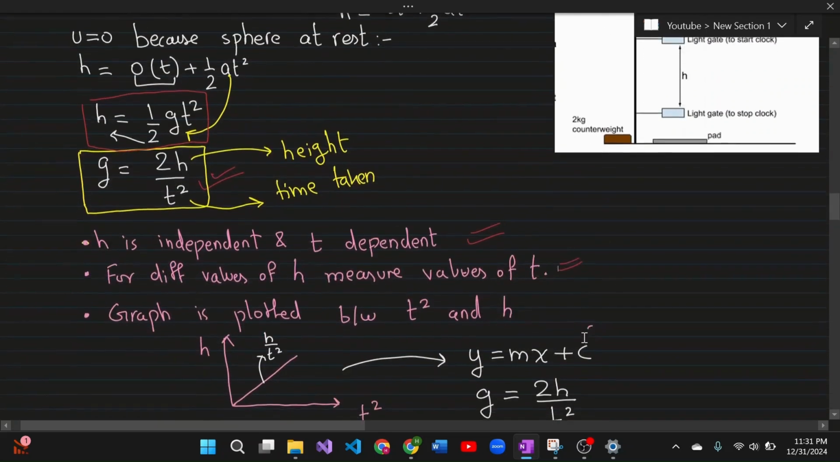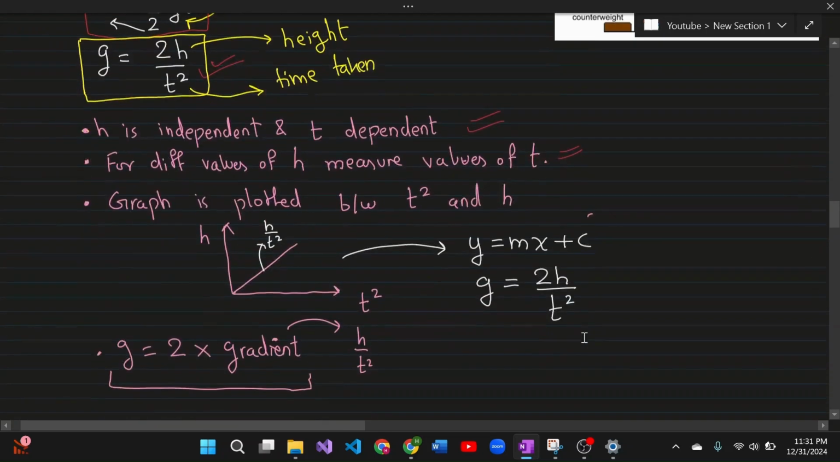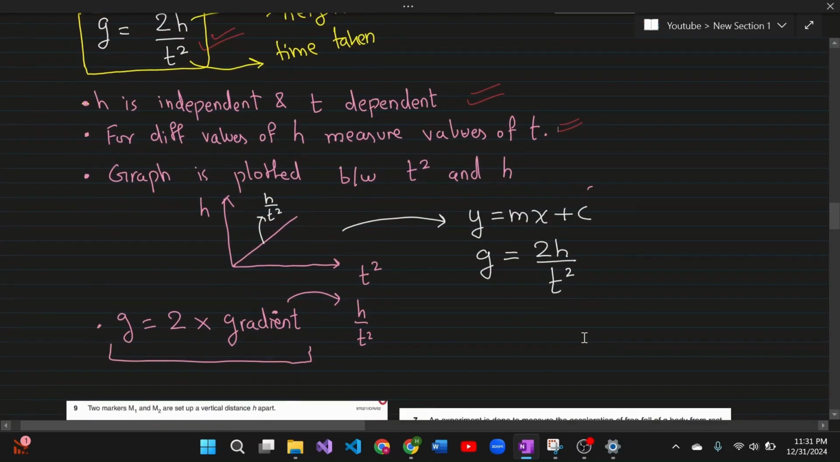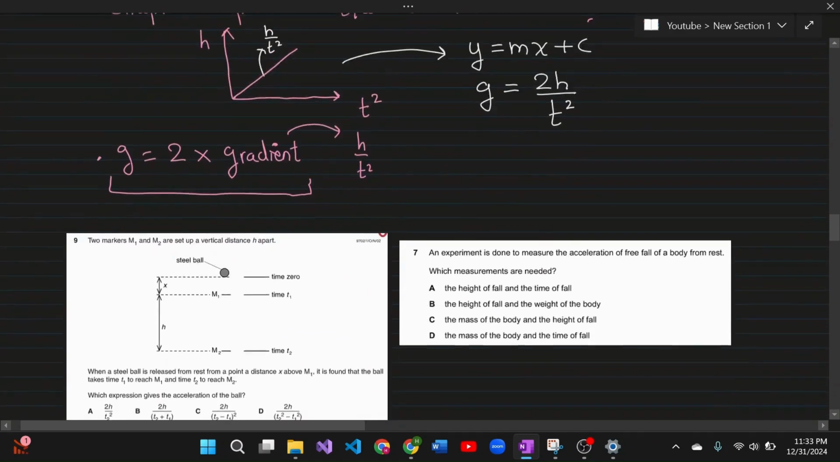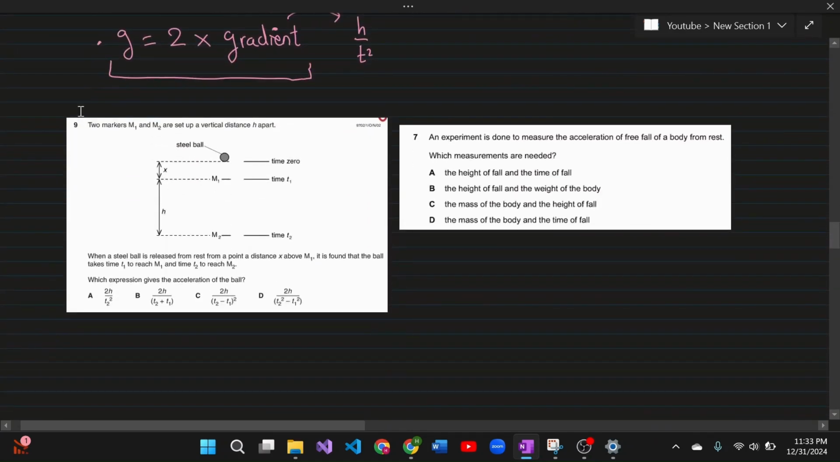So these are some of the points. h is the independent variable, t is dependent. We can plot a graph of h and t square. These are some basic points, but all you need to remember is the formula. Yes, we have these two MCQs related to this topic. In MCQ one we have two markers, M1 and M2, and distance h. So you can see it is similar to that diagram that we have previously studied. Which expression gives the acceleration of the ball?